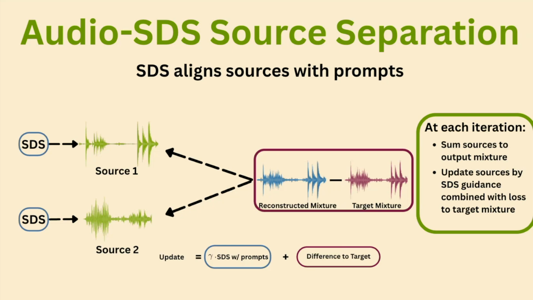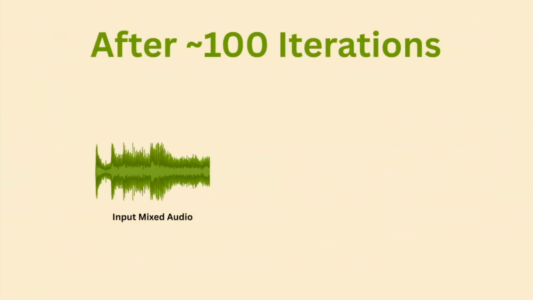And I think I'll just show you an example. The same thing as before. The input mixed audio again is this horrendous sounding mixture of a saxophone and some traffic noise.